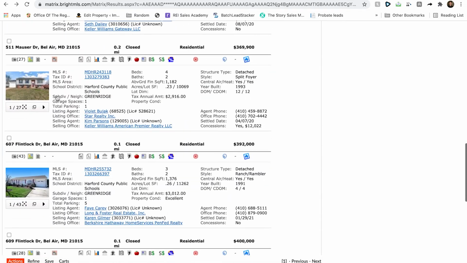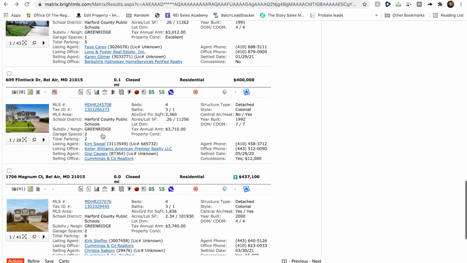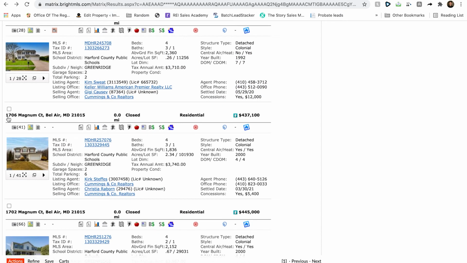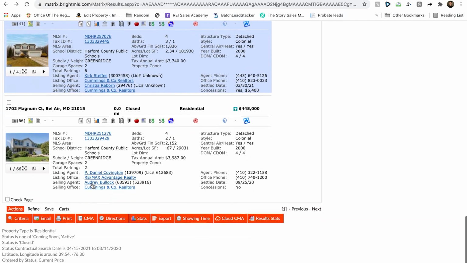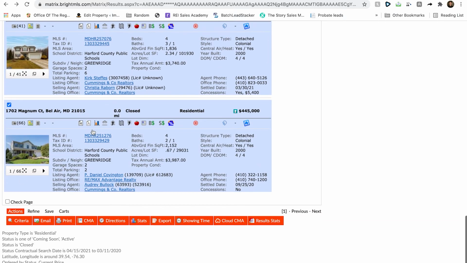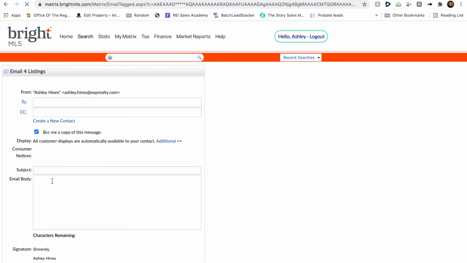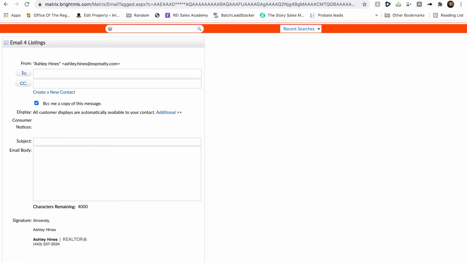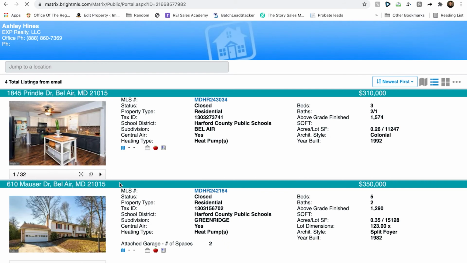Rancher, not a good comp. Split foyer, not a good comp for me. Rancher. This one looks like a good comp. Nope, not a good comp. 2360, so it's too big. And then we're looking here, 1836, good comp, 2152, possibly a good comp. So I'm looking at those four right there, and then I'm going to go to this view, and this is how I would actually save the comps.